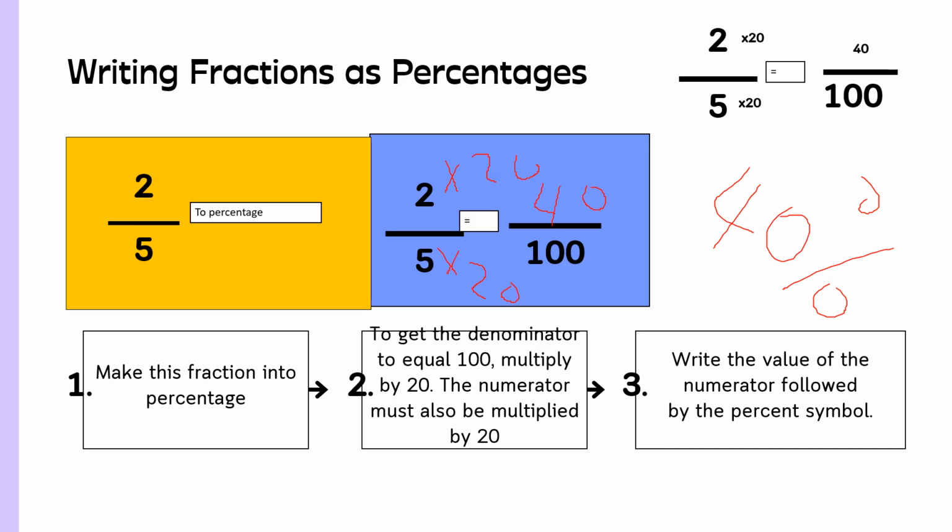Remember, you want to change or get the denominator to equal 100. And what you do to the denominator, you've got to do to the top, which is the numerator. That's how we end up with that number. Okay, let's try another example.